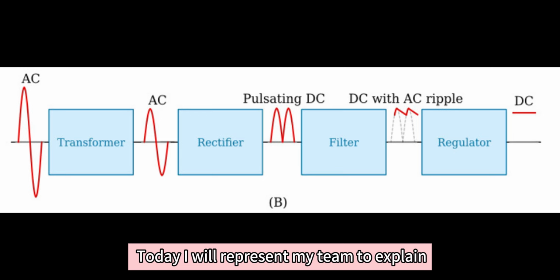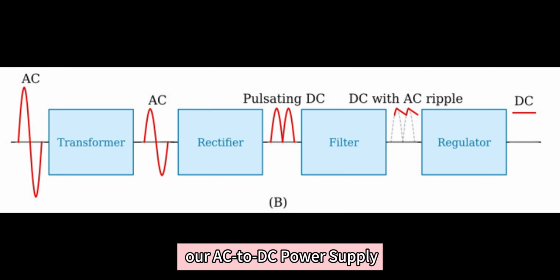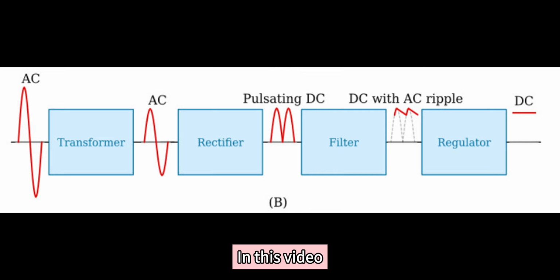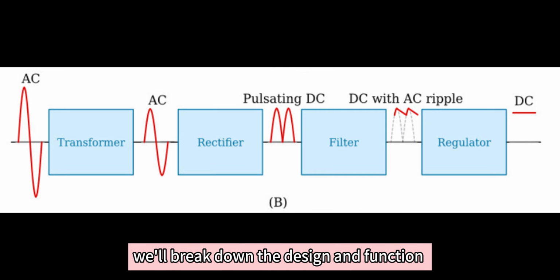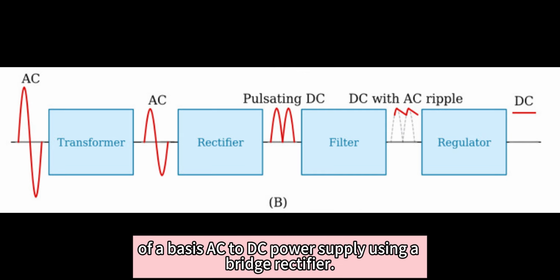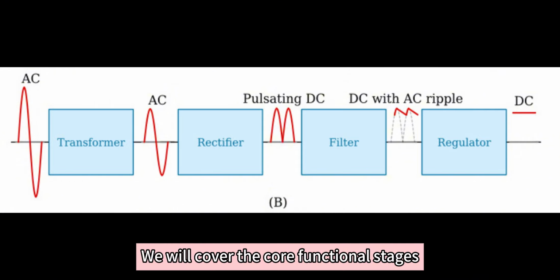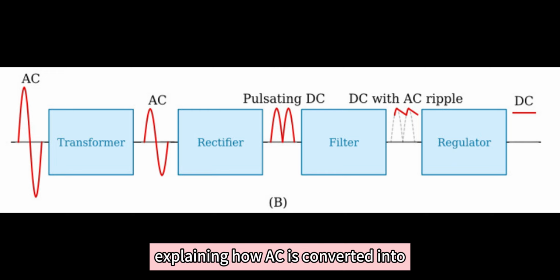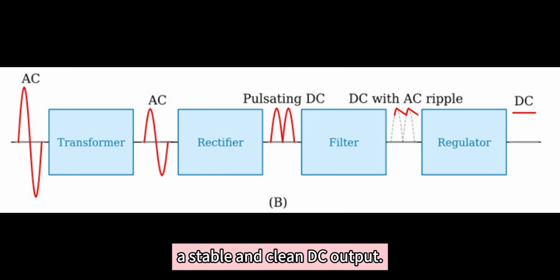Today, I will represent my team to explain our AC to DC power supply designed for the SKEE 1073 Electronic Devices and Circuits Assignment 1. In this video, we will break down the design and function of a basic AC to DC power supply using a bridge rectifier. We will cover the core functional stages, the transformer, rectifier, filter, and voltage regulator, explaining how AC is converted into a stable and clean DC output.